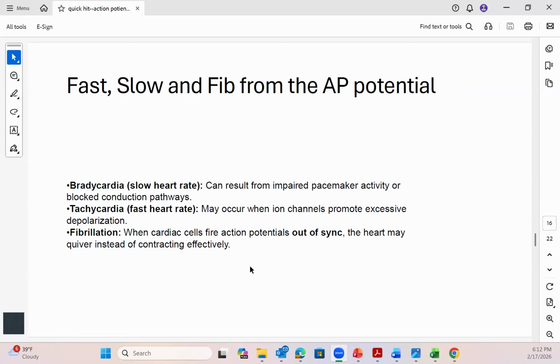So that could be ischemia. That could also be drugs impacting that. That also could be age and fibrosis in that part of the heart. Fast heart rates, so tachycardias, may occur when ion channels promote excessive depolarization, and then fibrillation when it all goes bad, when cardiac action potentials fire out of sync.